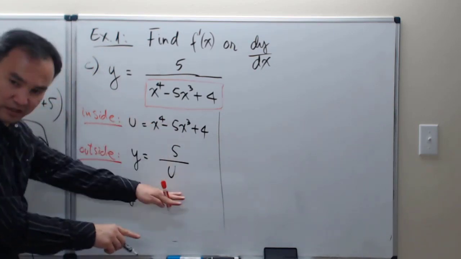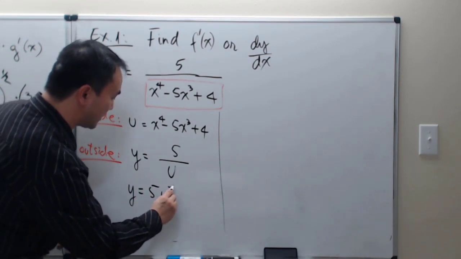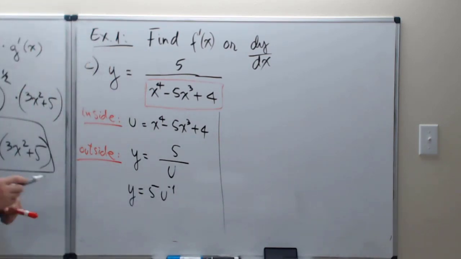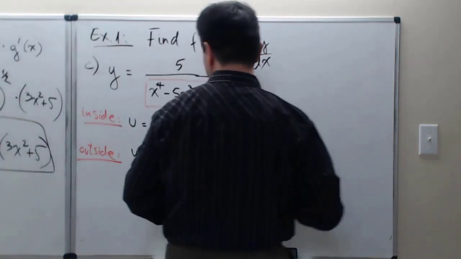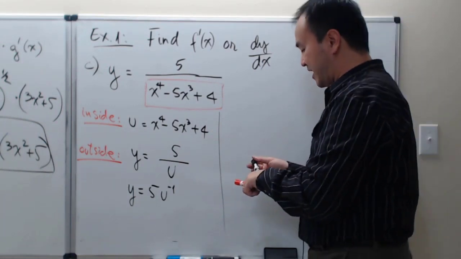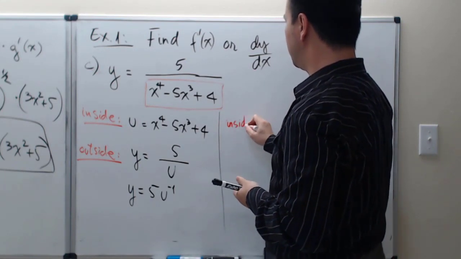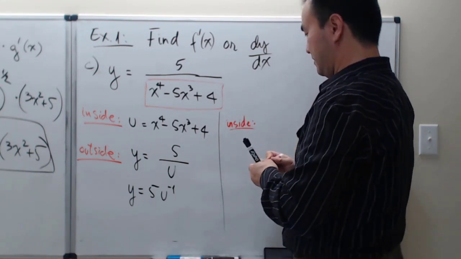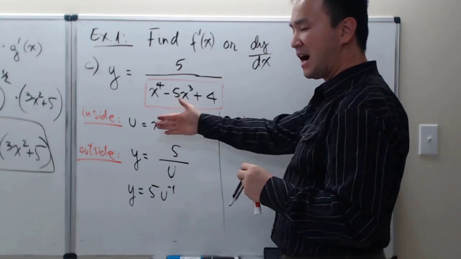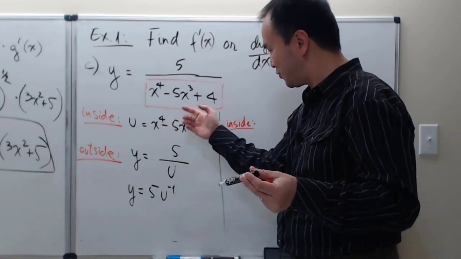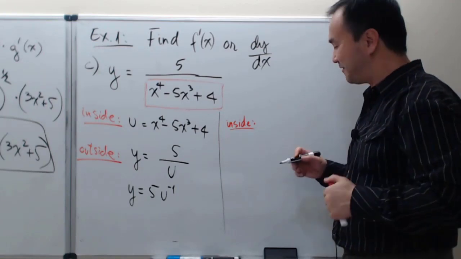Note further that this outside expression can be rewritten. See how the u is in the denominator, power 1, so we can rewrite this as 5 times u to the negative 1 power. Same way for the other style, the inside function. For inside, we have already chosen this, and at some point I will discuss how I can tell which expression is a good candidate for being the inside function.